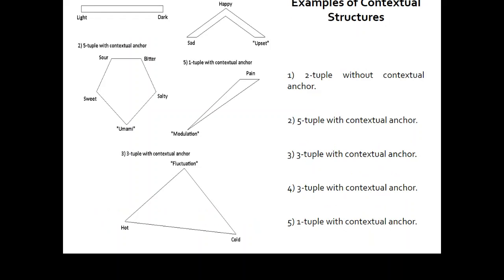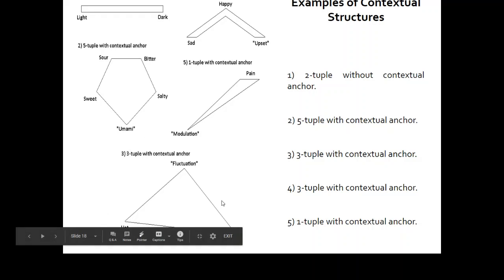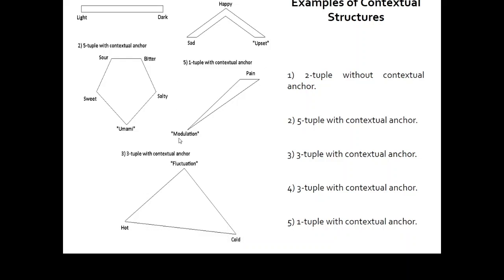And so here are some examples of contextual structures. You have different tuples, so like different numbers of oppositions. You have 2, 3, 5, one tuple, which is where you have this idea of modulation, and then there's pain. So there's pain or no pain, and it's sort of just a modulation. Then you have these 3 tuples with a contextual anchor. So contextual means fluctuation. This is actually one tuple with contextual anchor.